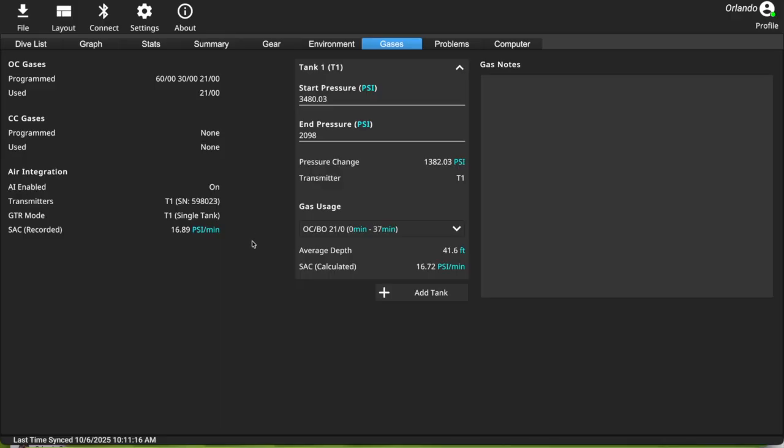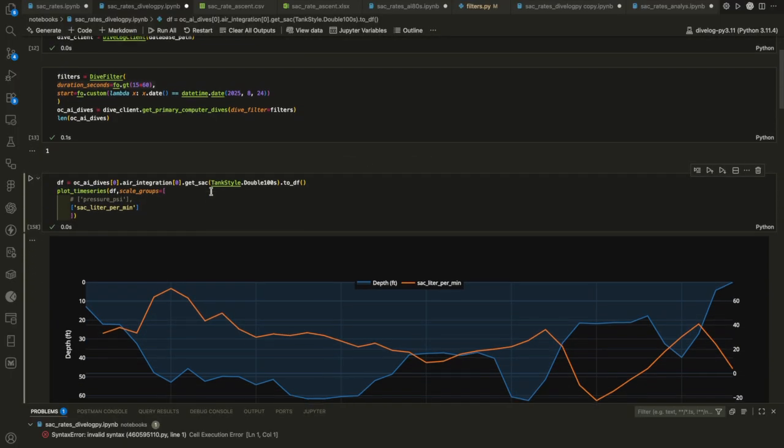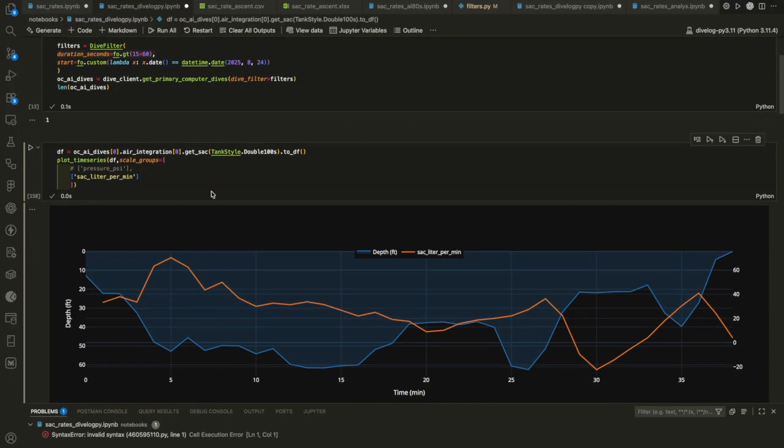I think it's very simple, but it leaves a lot of room for improvement. It actually does pay off to be a little bit more precise here, because as you'll see, if my SAC rate is 20 liters or 28 liters, it's going to matter a lot in how much air I bring for bailout planning. So here we're in Python. I want to show you a few things that you need to clean out of your data before you do any kind of SAC calculations.